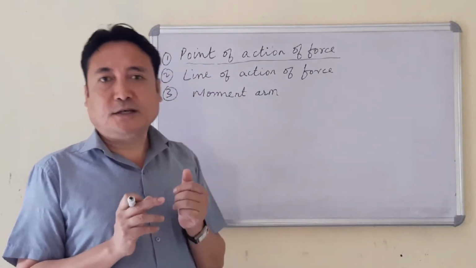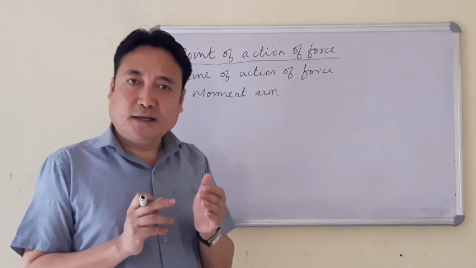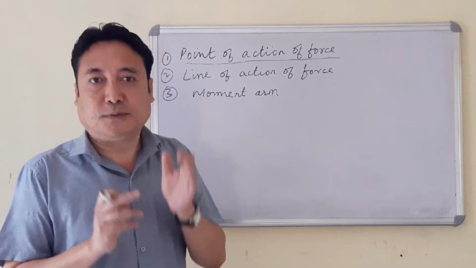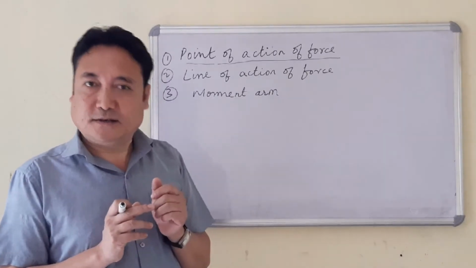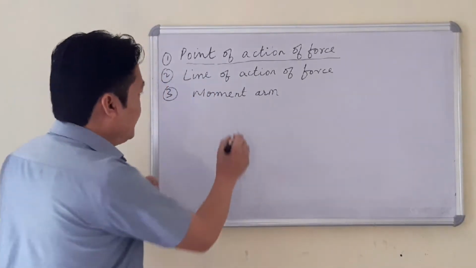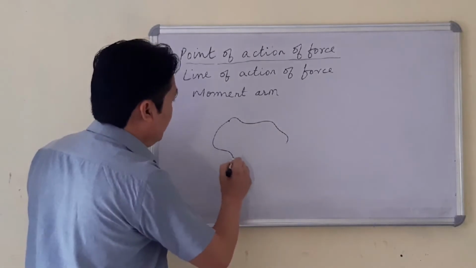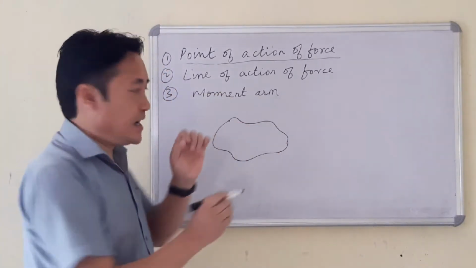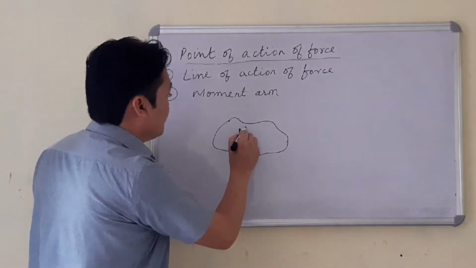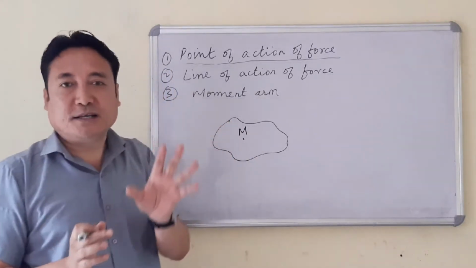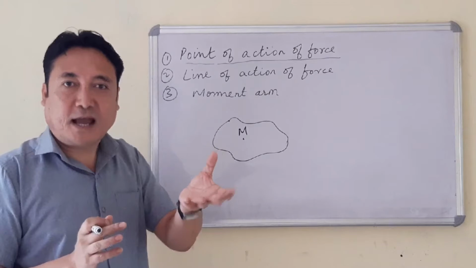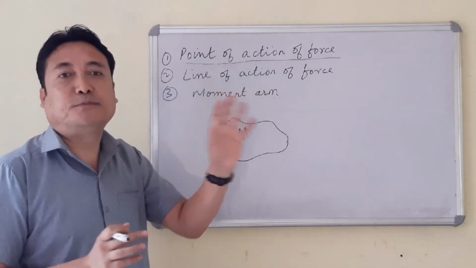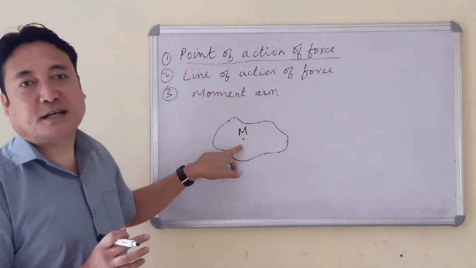In rotational motion, you take a rigid body, but that body is not free to move. The body is pivoted, and pivoted means it is fixed. So let us consider a body which is pivoted or fixed at a point M. This body is rigid, but it is not free to move, because it is fixed at a point.